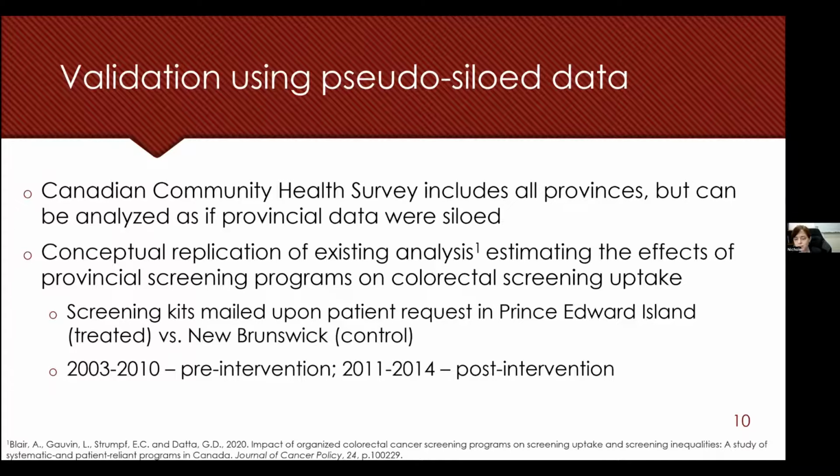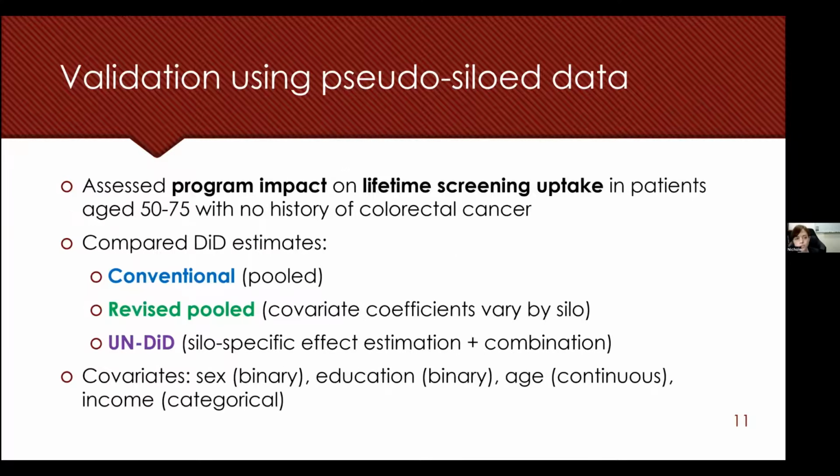So just to give you an idea of what this analysis looked like, they were comparing the effect of provinces that mailed screening kits upon patient request in PEI to New Brunswick, which served as the control province. Two periods, again, pretty simple diff and diff setup. So we have 2003 to 2010, which is our pre-intervention period, 2011 to 2014, which is our post. What we're assessing in this replication was the program impact on lifetime screening uptake in patients aged 50 to 75.